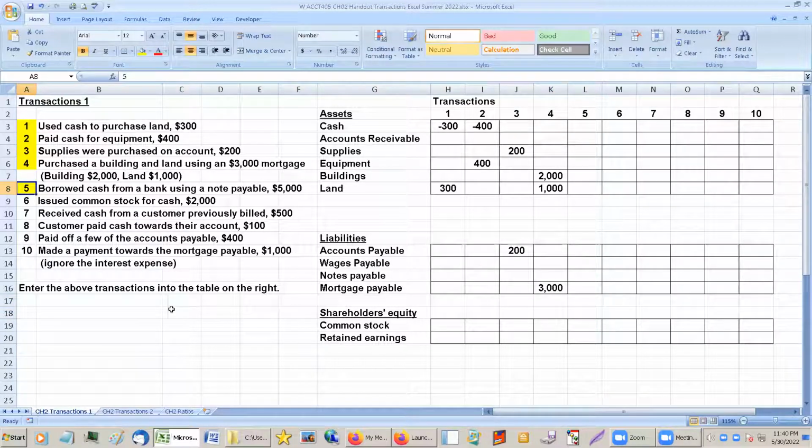Borrowed cash from the bank using a notes payable. Okay, so we borrowed the cash, and initially, we signed the note and they gave us $5,000 cash to work with. We're going to have to pay it off eventually, but initially we'll get the $5,000 to work with, and our liabilities will increase by 5,000.